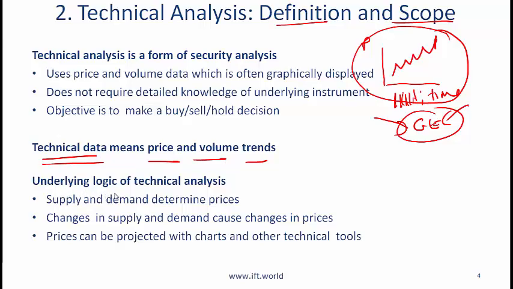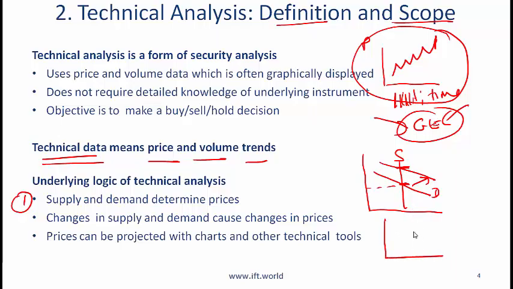The underlying logic behind technical analysis is as follows. Number one, it is supply and demand which determine prices, and therefore changes in supply and demand cause changes in prices. If you take a given stock, let's say that it has a supply at a given point in time, and there is also a demand for that stock. The price at a given point in time is determined by the intersection of the supply and demand. This is basic economics. If there is an increase in demand, the demand curve will shift to the right and the price will go up.